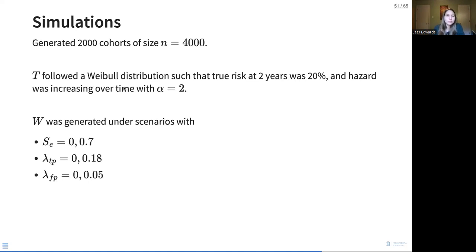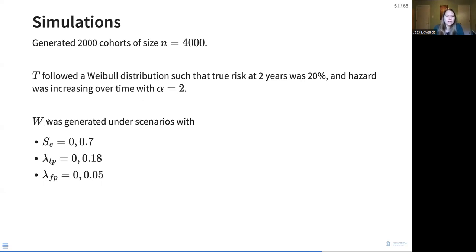And so we performed a set of simulations where we had 4,000 people. The true time to the event followed a Weibull distribution such that the true risk at 2 years was 20%. And we started with an increasing hazard over time. I call this alpha equals 2, but I realized people parameterize the Weibull distribution very differently depending on where you are. So I'll just tell you that alpha equals 2 in my notation implies an increasing hazard function.